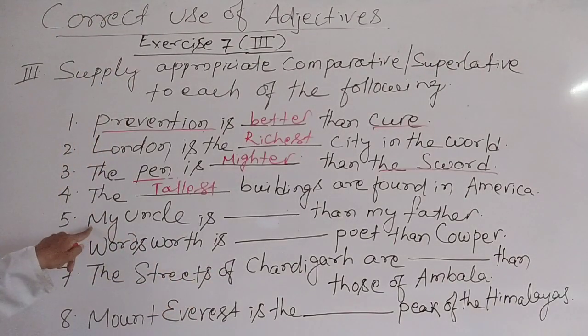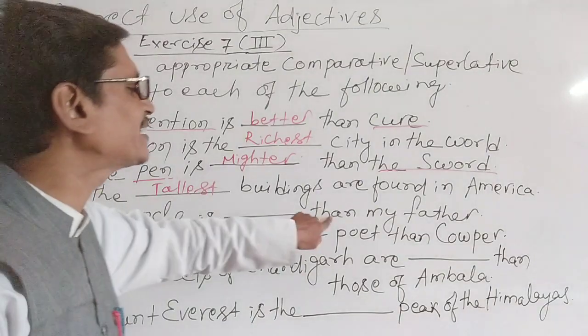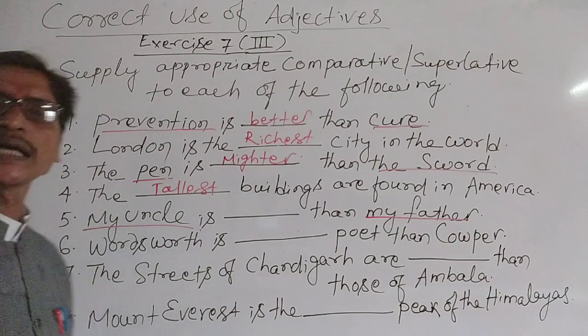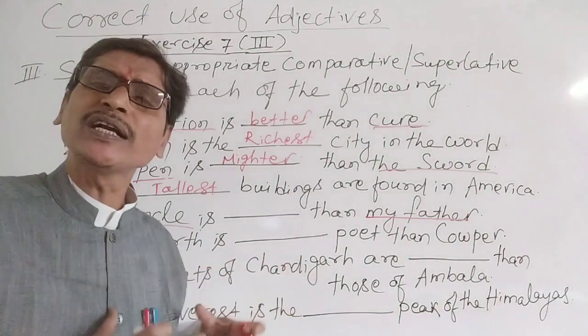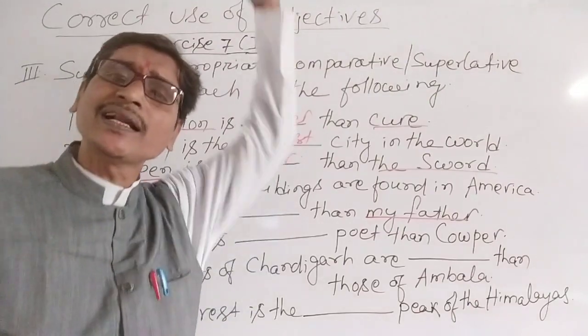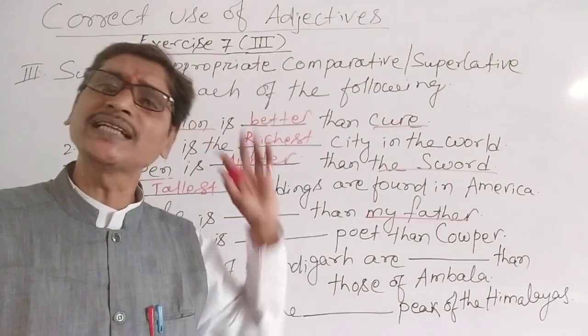Similarly, number 5 comes. My uncle is dash than my father. My father and my uncle both are compared. So how can we compare? What adjective can we take? We can take talent. We can compare with intelligence.